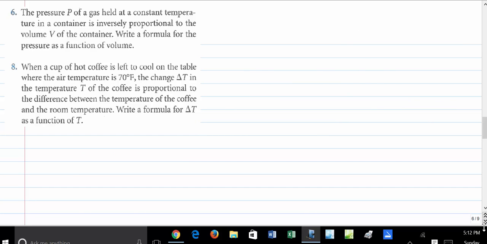Problem 6. The pressure P of a gas held at a constant temperature in a container is inversely proportional to the volume of the container. If it's a proportion question, I have my proportionality constant, always K. It says write a formula for the pressure as a function of volume. It is inversely proportional to the volume, so it will be K over V.